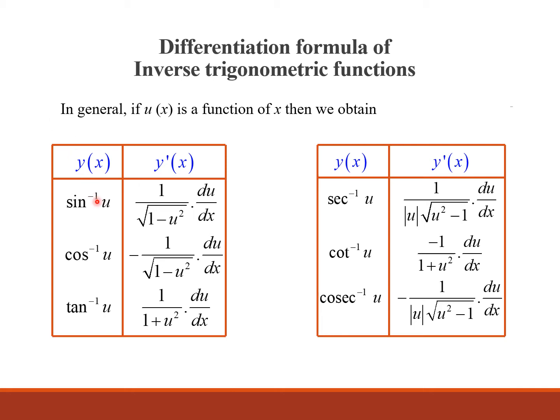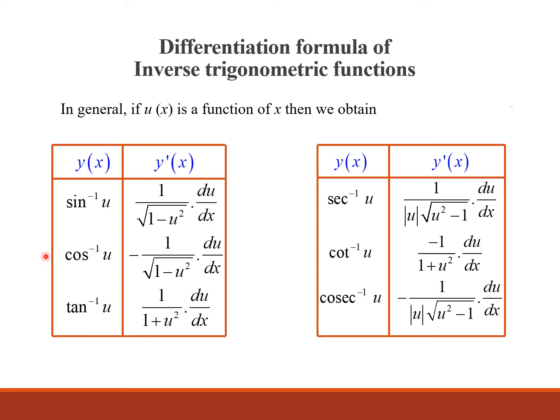So given u here is a function of x. If u is a function of x, then when you have to find the derivative of the arcsine of u, you will get 1 over the square root of 1 minus u squared times the derivative of u with respect to x.